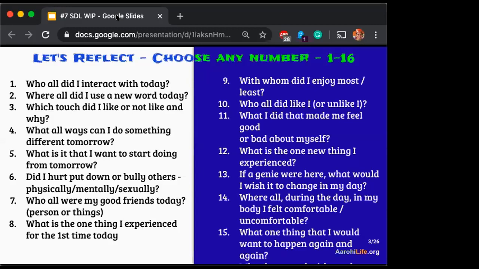I mean, it's not a WhatsApp game today. Oh, the 16th question went down the slide. Okay, so it's the 16th one, choose another number. Your choice. Now choose another number and pick up that question.